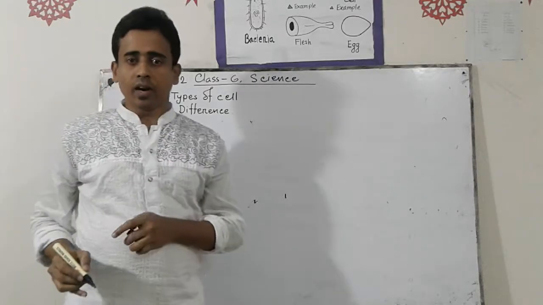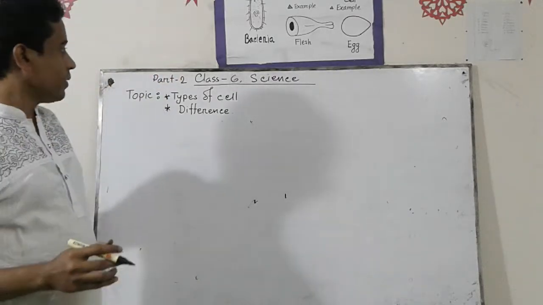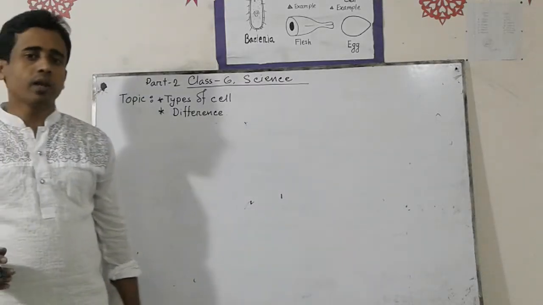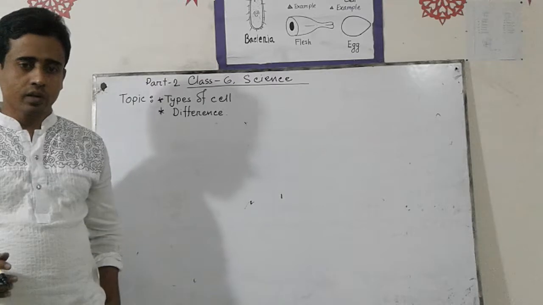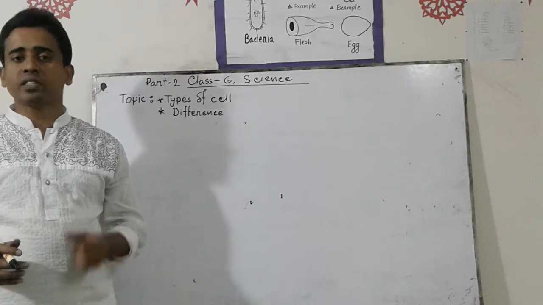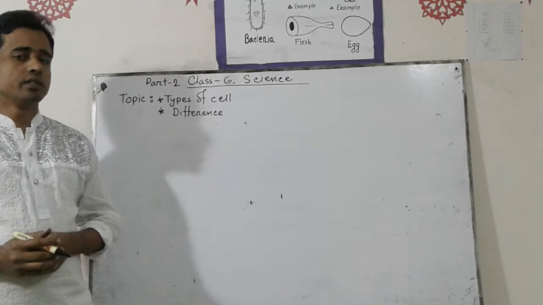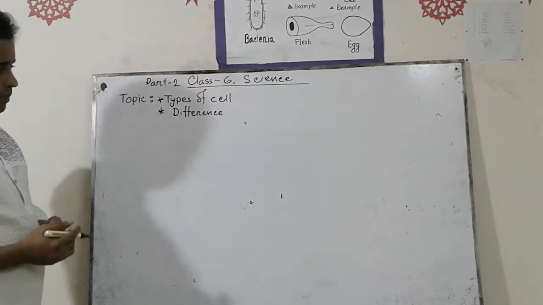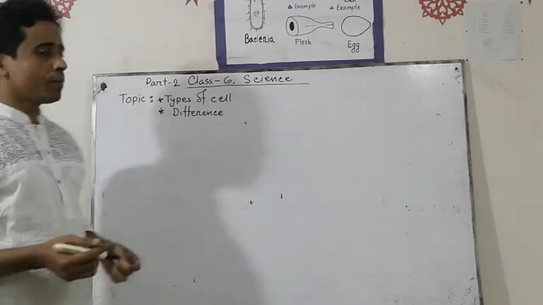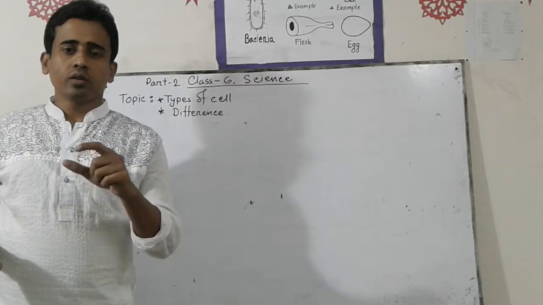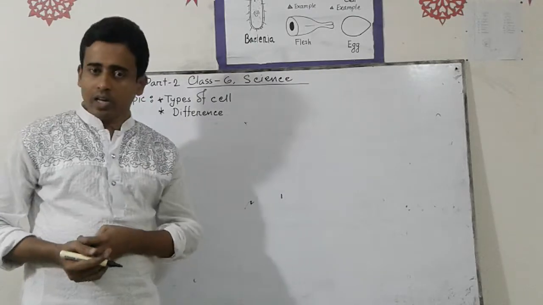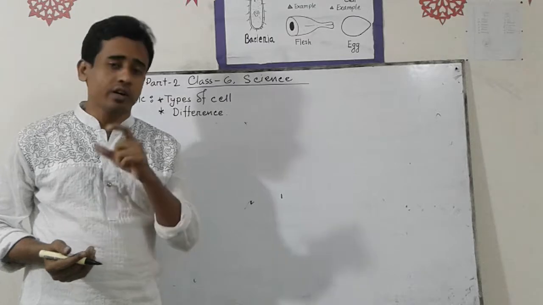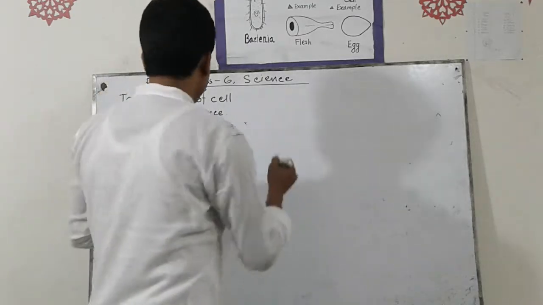So ultimately we have learned what is the definition of cell. The structural and functional unit of life is called cell. You can say another way, the basic unit of life is called cell. So today we will learn the types of cell, especially depending on the presence or absence of nucleus. Based on the presence or absence of nucleus, cells are divided into two types.